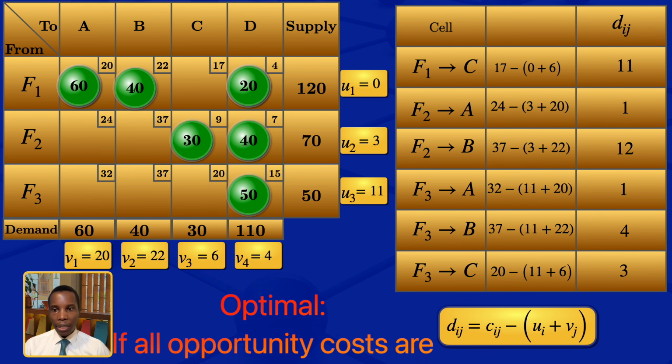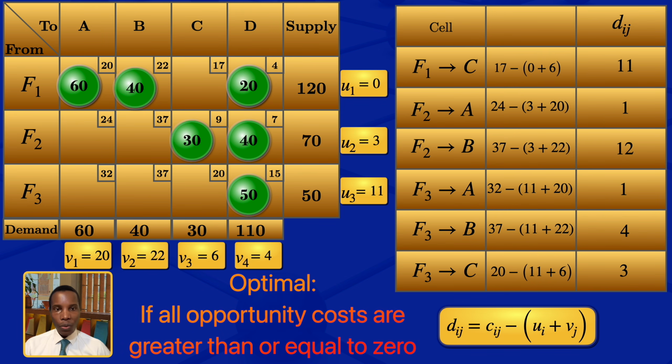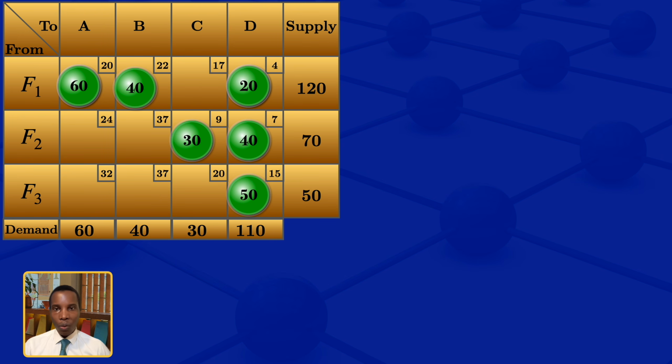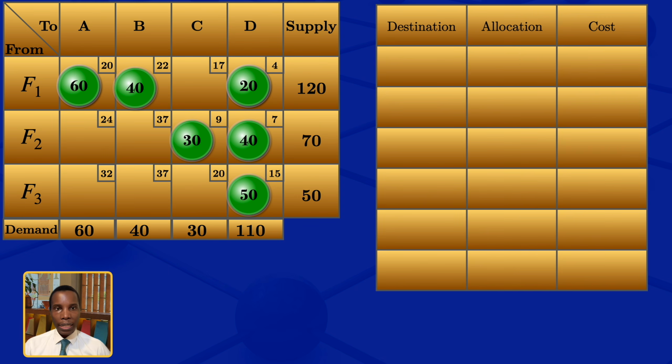So what we are having there is all the opportunity costs are greater than or equal to 0. If all the opportunity costs are greater than or equal to 0, then we have found the optimal solution. So our solution is now optimal. Then we go on to interpret what we are having there. So I will draw a table with the destination, allocation, and the cost.